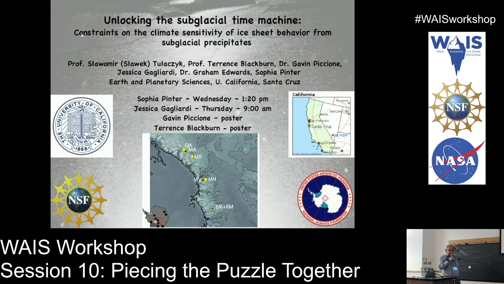And really, I'm just like an unwanted, cranky uncle who shows up at the Thanksgiving dinner uninvited. I'm a self-appointed PR person for Terry Blackburn's group. Terry is an associate professor at UCSC. He was the one who got this brilliant idea to scour different repositories, mostly the repository at Ohio State, to find the precipitates, and then to apply his and his students' amazing knowledge of geochemistry and isotopes to understand what these precipitates tell us.